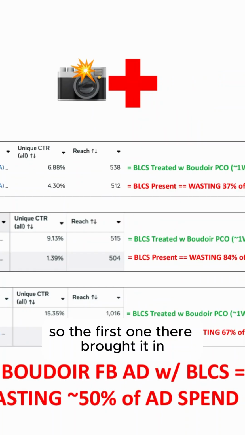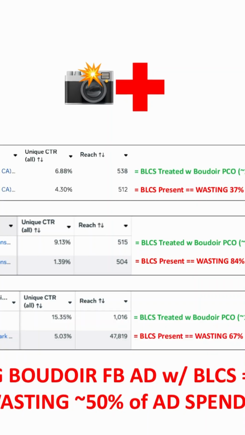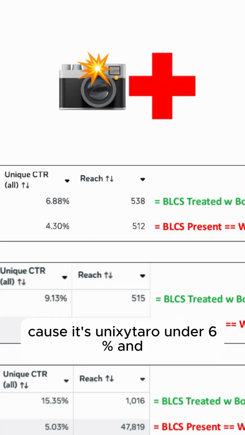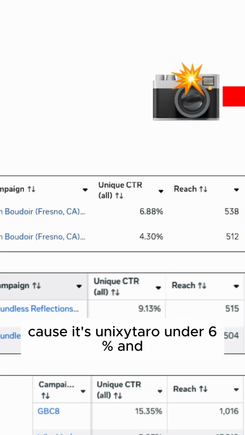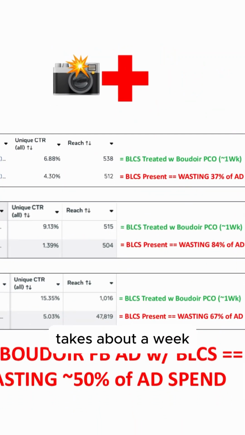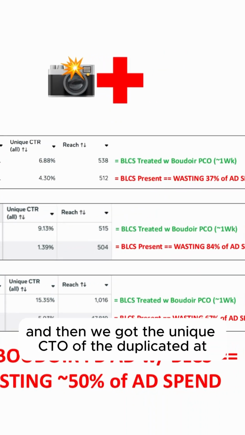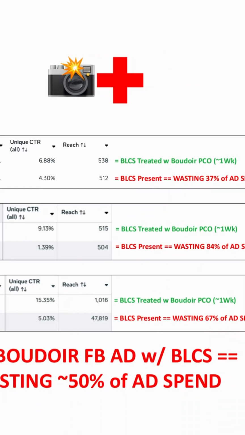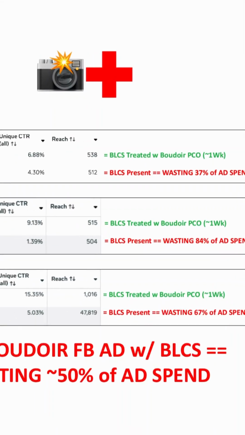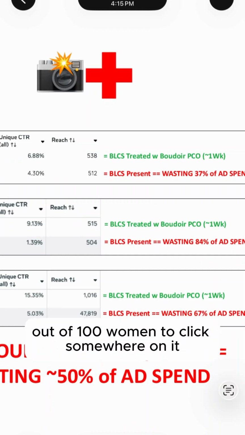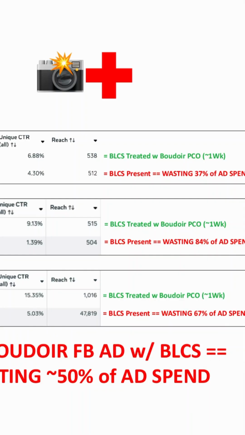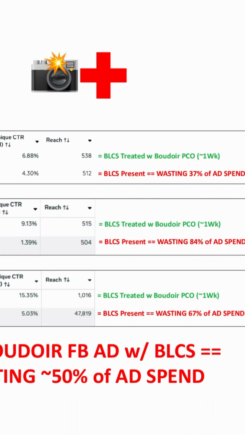So from there, I brought it in and found out its unique CTR was 4.3%. So we figured out BLCS is present because its unique CTR is under 6%. So what I did was I duplicated it, treated it with Boudoir Pico, which takes about a week, and then we got the unique CTR of the duplicated ad to 6.88%. So way better. So we found out the original Boudoir Facebook ad is wasting 37% of ad spend by only getting 4.3 out of 100 women to click somewhere on it and get our ad into their brain. And the Boudoir Pico treated one is actually getting to 6.88 out of every 100 women's brains.